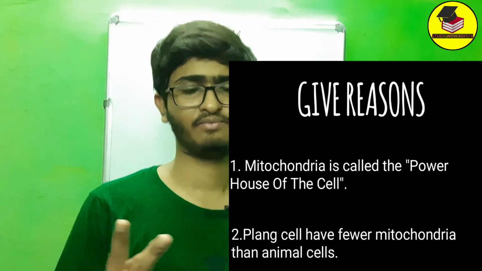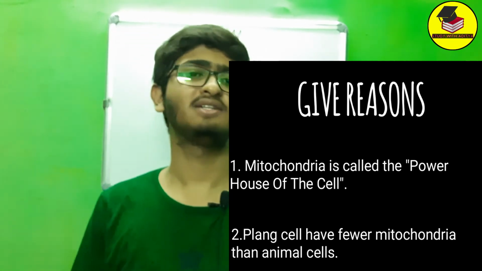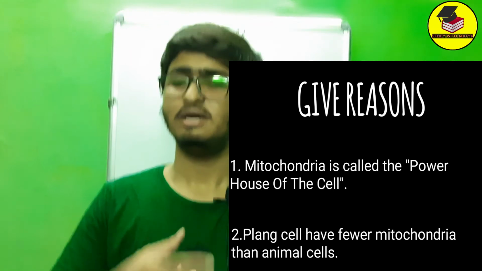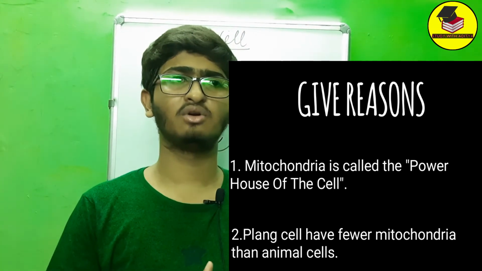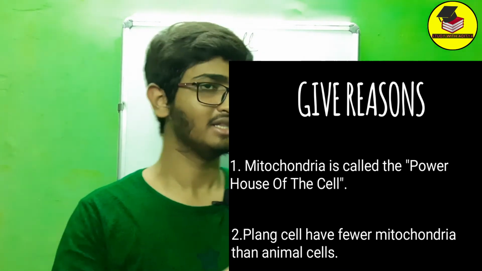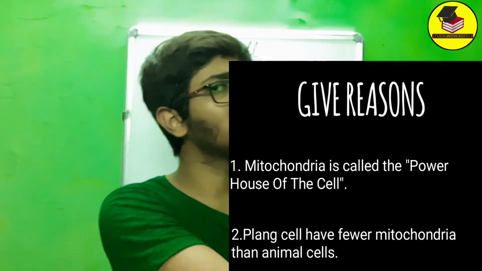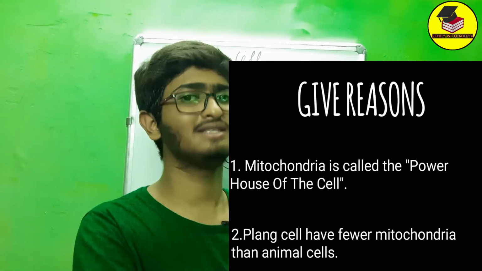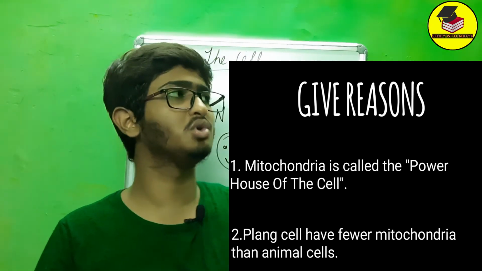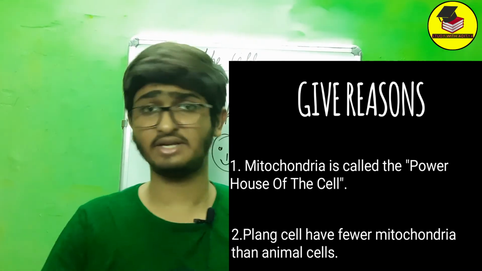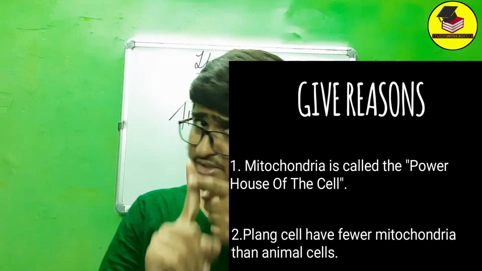Now second thing, plant cells have fewer mitochondria than animal cells. Now see, plant cells are able to utilize the natural source of light, that is the sunlight. वो लोग sunlight को consume कर लेते हैं, हम लोग तो नहीं कर सकते हैं. So therefore plant cells are able to utilize the natural source of energy, whereas animal cells do not. This is the first point.